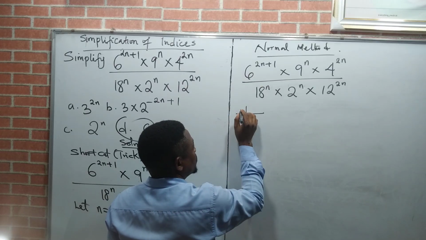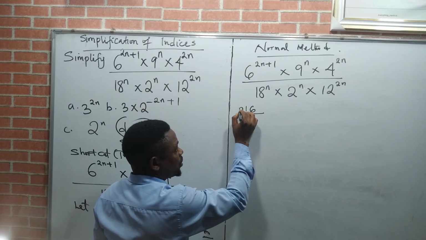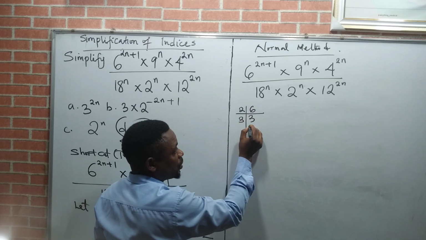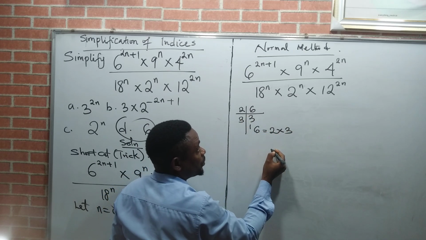Break 6. So which means 6 is here. What do you think I can divide? 2 can go to give you 3. 3 can go to give you 1. So which means 6 is 2 times 3.